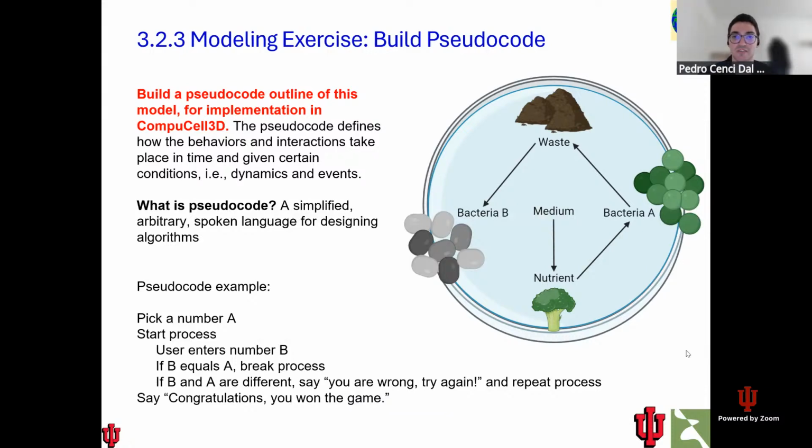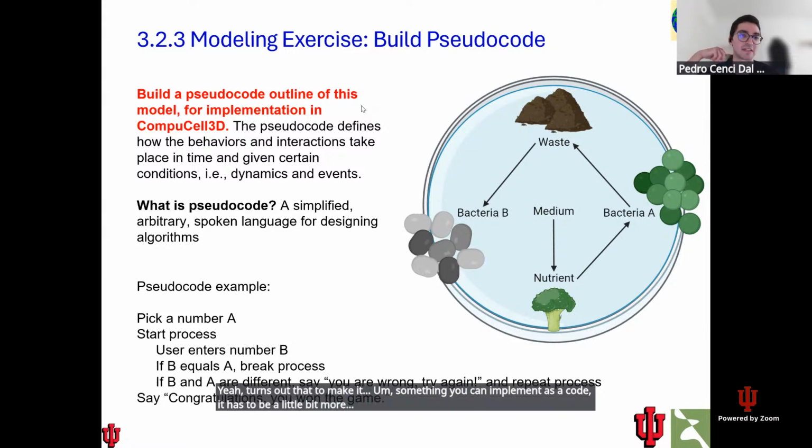Mark just gave an answer. Medium secretes field nutrient. Bacteria A uptakes field nutrient. Bacteria A grows and divides if necessary. A secretes fields. Yeah, it turns out that to make it something you can implement as code, it has to be a little bit more sophisticated than that.